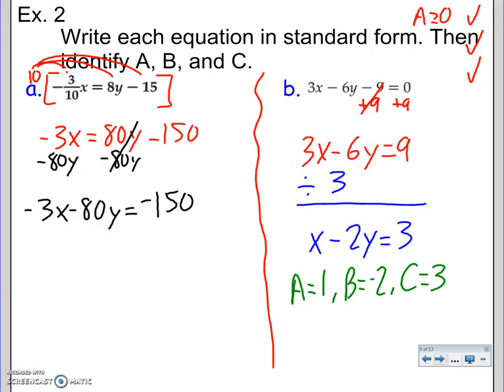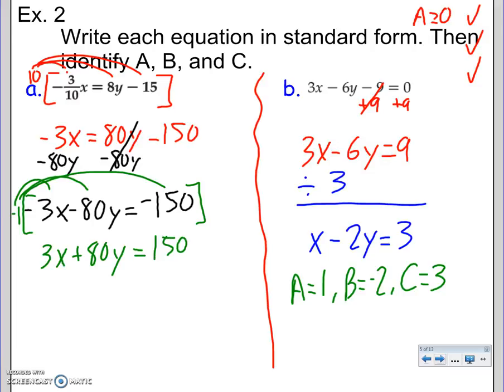I'm now going to see what A is. If A is positive, we're done. If A is negative, I've got to multiply everything by -1, basically flipping all the signs. So I multiply all that, distribute. I get positive 3x plus 80y equals positive 150.